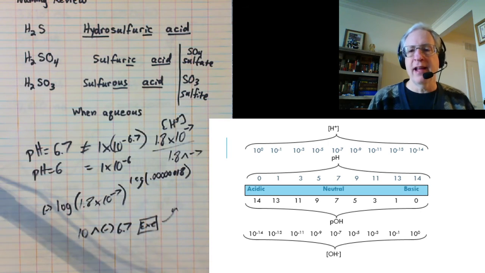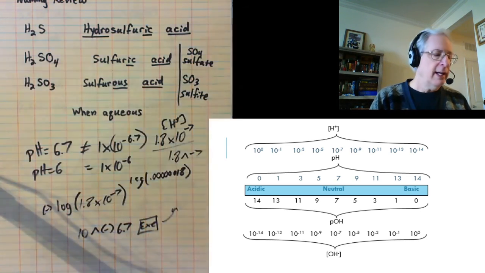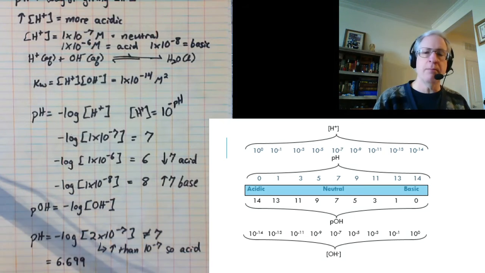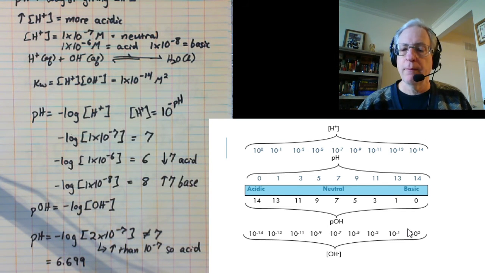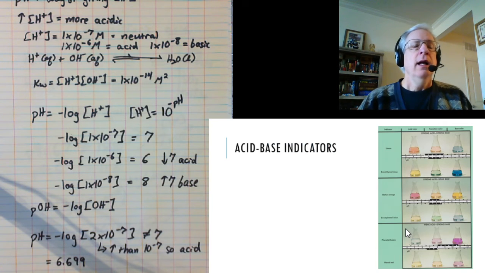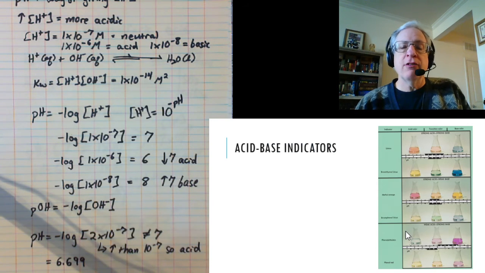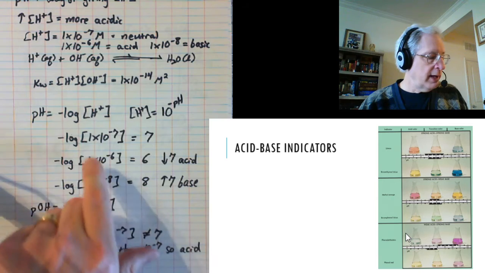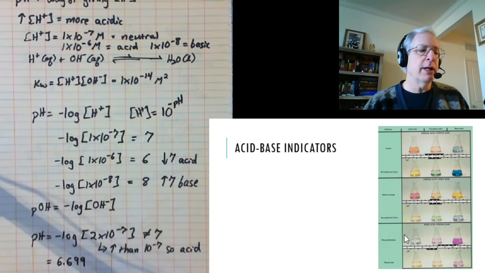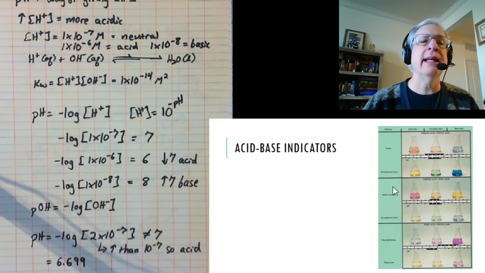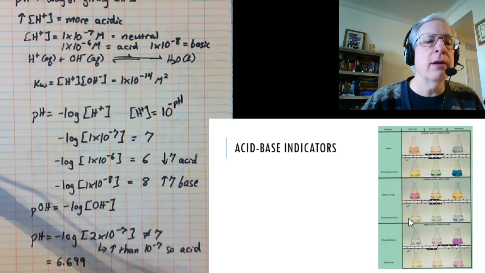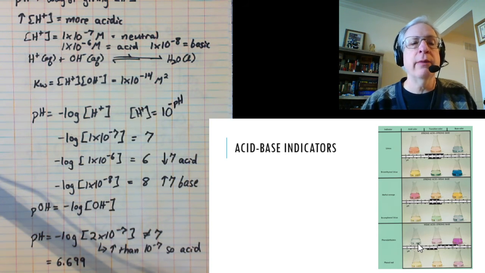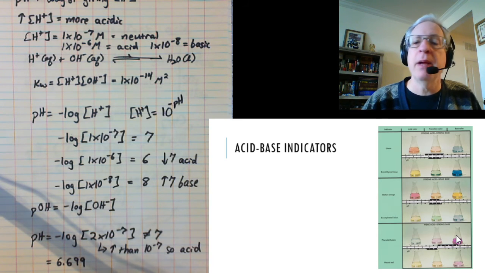If the pH is less than 7, it's acidic. If the pH is greater than 7, it's basic. If the pH equals 7, it's neutral. Now, another way that we measure pH, at least not to an exact value like we can with the pH meter, but one way that we measure pH is with indicators. And your book gives a whole lot of different indicators. A common one is phenolphthalein because it turns clear when it's acidic and pink when it's basic.